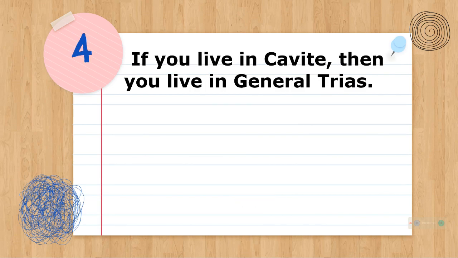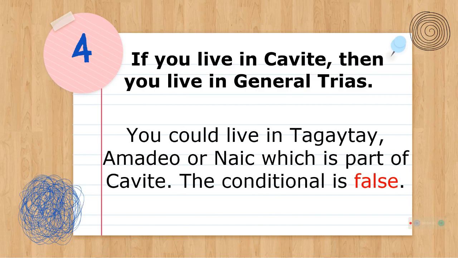Number 4. If you live in Cavite, then you live in General Trias. Is it true or false? It is false. Why? You could live in Tagaytay, Amadeo, or Naik, which are part of Cavite. So again, the conditional is false. Okay, next.